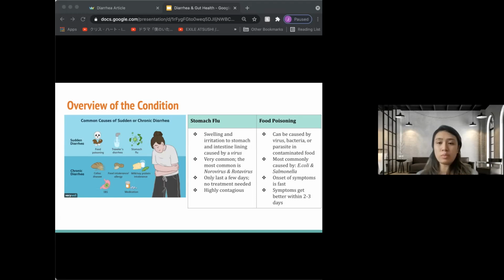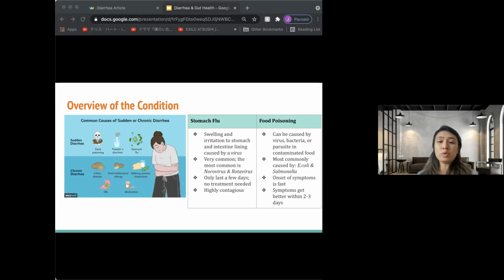So let's start with stomach flu first. Stomach flu is the swelling and irritation of the stomach lining and the intestine lining caused by a virus. The two most common viruses are the norovirus and the rotavirus. This can be caused by contact with someone else who has the virus because it is highly contagious. Touching contaminated surfaces that have the virus on them can also cause it. And unwashed hands after using the bathroom or handling fecal matter can also cause the stomach flu.